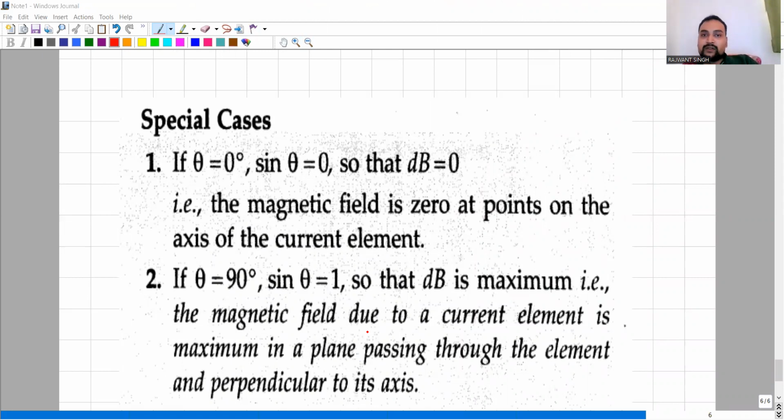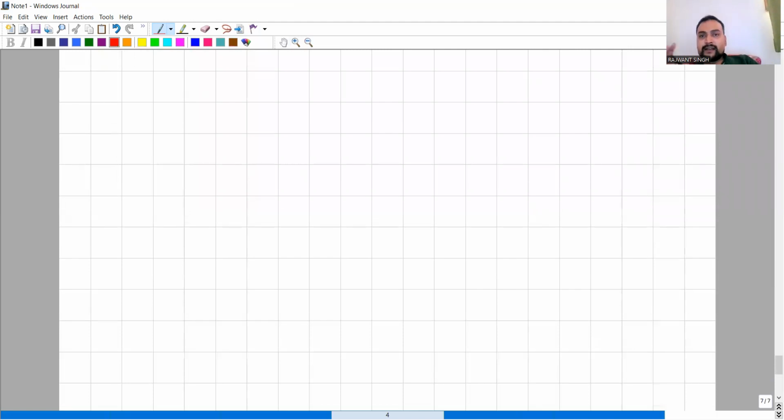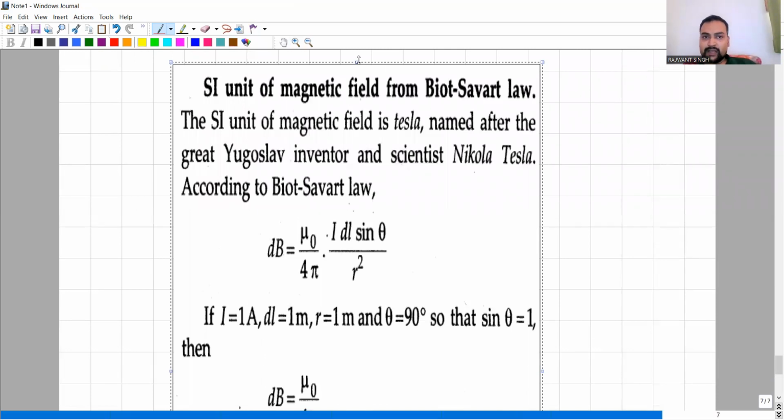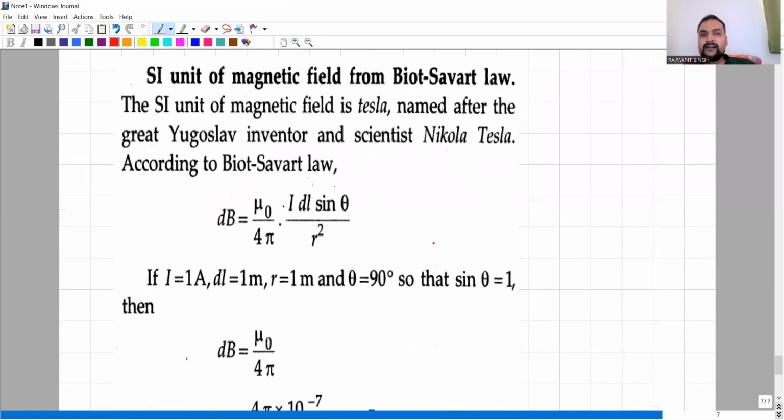Now, you will find that the magnetic field definition in your CBSE NCERT content is given in 4 to 6 different ways. Magnetic field can be defined with respect to the force between the conductors, with respect to the current, and with respect to different things. So here we are going to define the SI unit of magnetic field from the Biot-Savart law. Later on you will find that magnetic field is described in terms of something else as well.